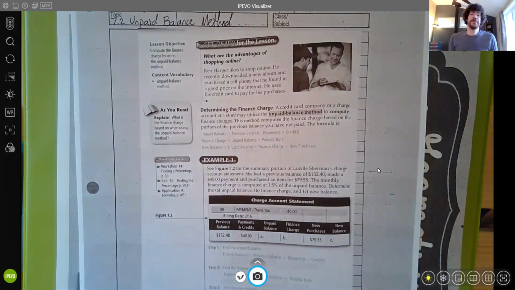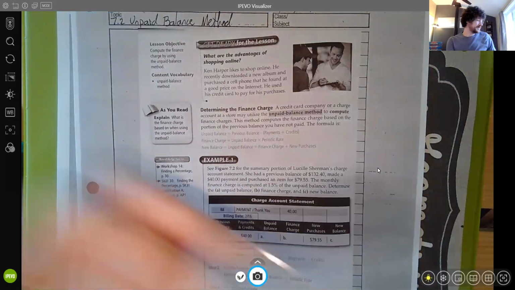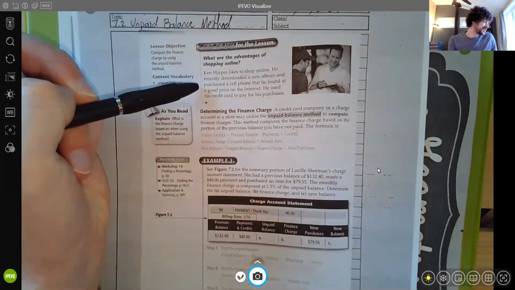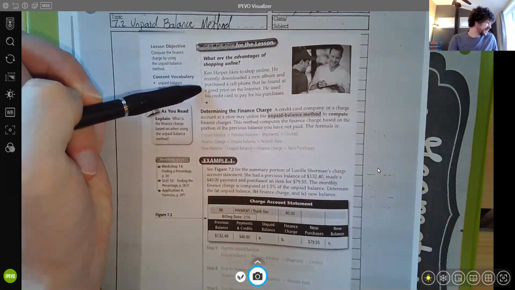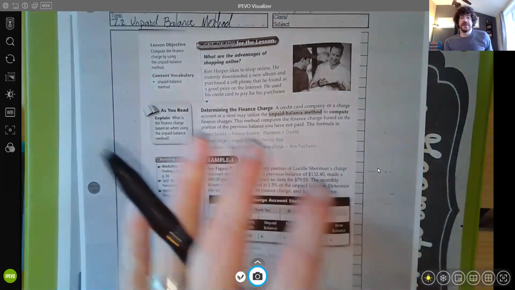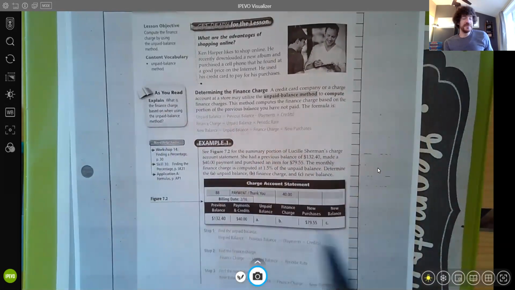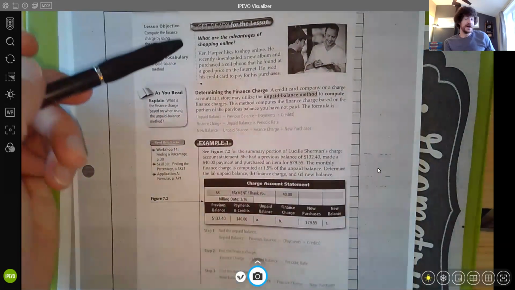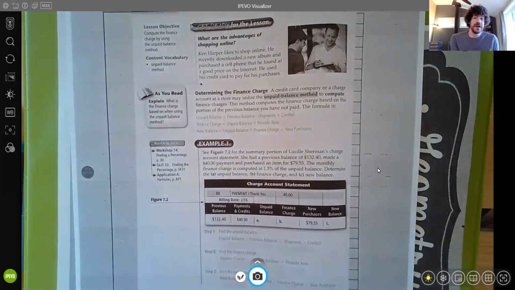So advantages of online shopping, man, this is even more valid today, isn't it? Ken Harper likes to shop online. He recently downloaded a new album and purchased a cell phone that he found at a good price on the internet. He used his credit card to pay for his purchases. So so much shopping is done online, even more since this book was written. So things have just become even more convenient, even more accessible in terms of how quickly things can ship and all that good stuff.